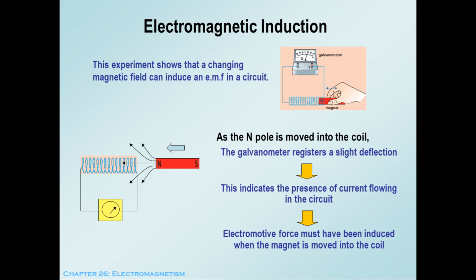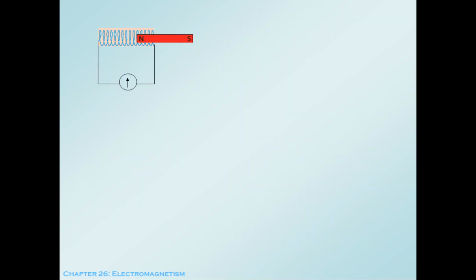Remember, induced means that it causes something to happen without actual physical touch. So without the magnet actually touching the wires, it causes a current to flow through the wires. The force of magnetism, as it is being pushed into the wires, pushes on the electrons and causes them to flow. In other words, a current. Remember, that is basically what electricity is, the flow of electrons.